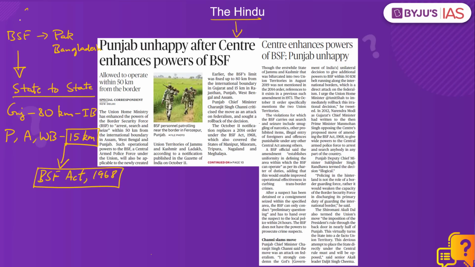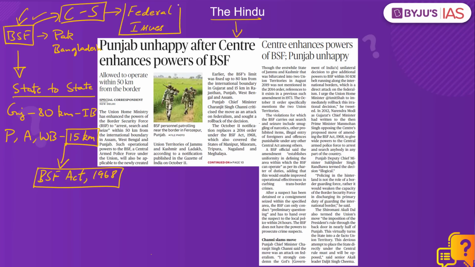The question of jurisdiction of such a Central Armed Police Force is very important from the point of center-state relations because if excessive jurisdiction is given to border guarding forces, it will interfere with the jurisdiction of the state security forces, which will end up raising issues of federalism.